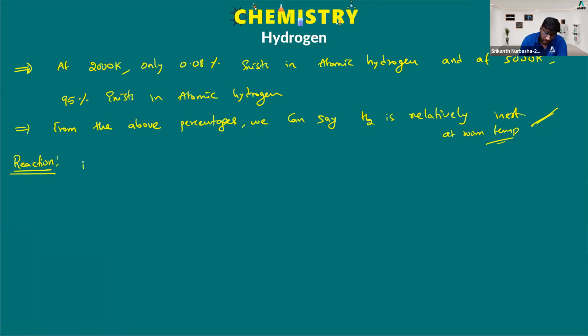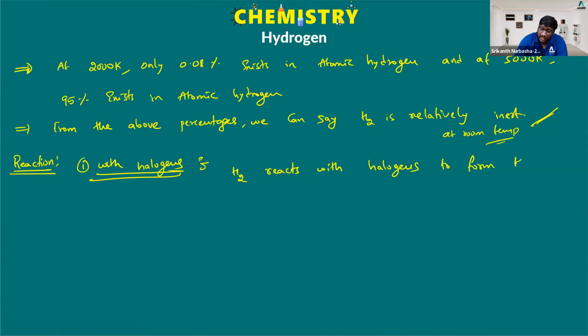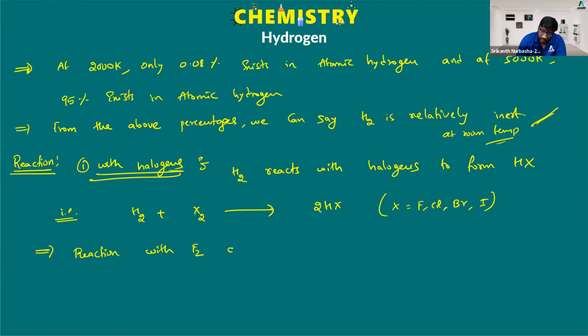First point you can consider is with the halogens. H2 reacts with halogens to form HX. That is, H2 plus X2 will form 2HX. You can also write, reaction with fluorine occurs even in the dark. And here X is nothing but fluorine, chlorine, bromine, iodine. Why does the reaction with fluorine occur in the dark? As F2 is highly reactive.